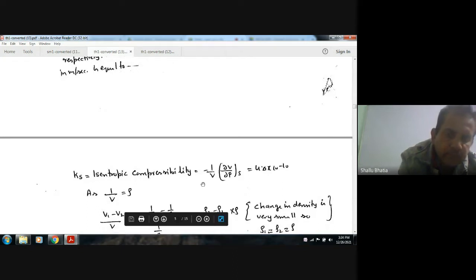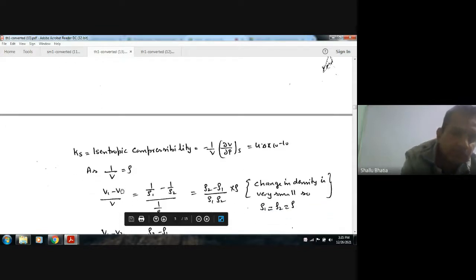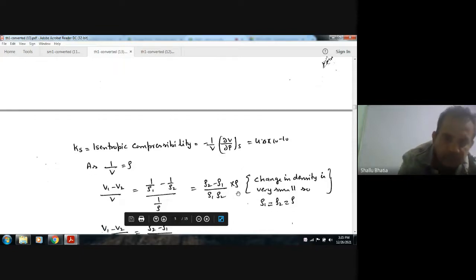Now V is volume, and we know that specific volume is equal to 1 by density. Now we have to find out ∂V by V, which is the change in volume by volume. This will be equal to the change in density by density, so it will be equal to this. Solving it further.